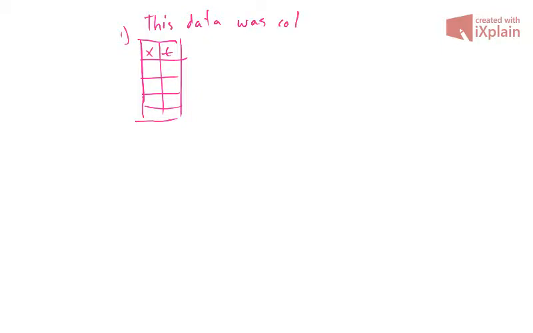So practice. How do you practice this? Well, I give you data tables, and you do the analyzing process. So XT, and you do the whole thing. So I'll say 1. This data was collected from a tumble buggy.